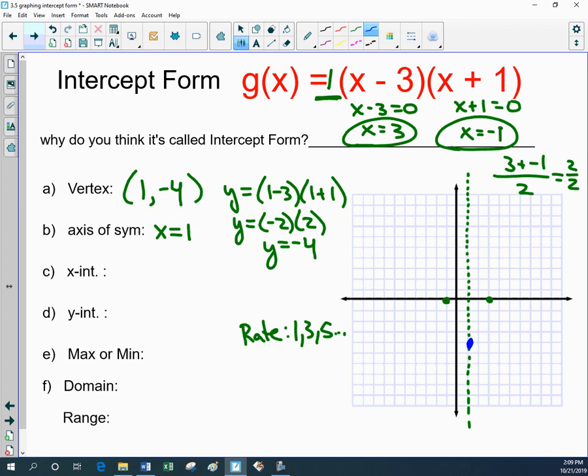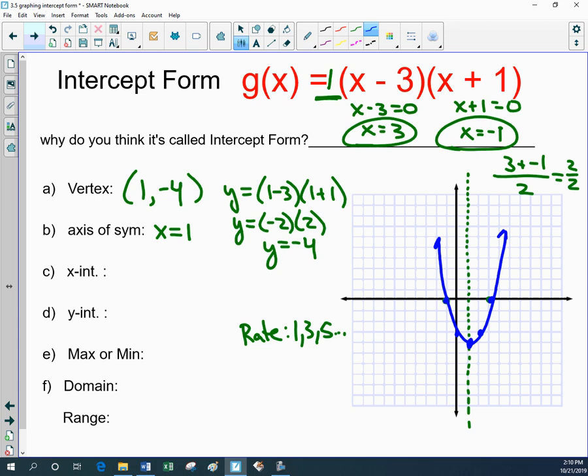So from this point, up 1 over 1 on both sides. Then from here, up 3 over 1. Okay, and that's a good thing because when I went up 3 over 1, that matched up with where our x-intercepts are. And then if I wanted to keep going, then I would go up 5 over 1. And here's my graph.